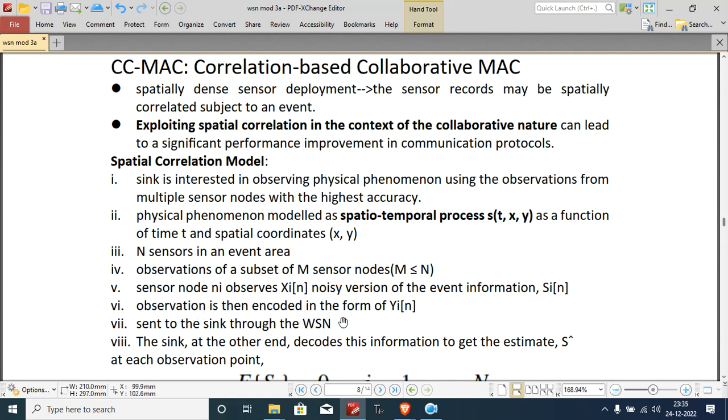Observation is then encoded in the form of Yi(n). So all those observations are in turn encoded as Yi(n), and ultimately this Yi(n) will be transmitted to the sink of the wireless sensor network. The sink at the other end decodes this information Yi(n) in order to estimate the actual event information S. So here it's S hat.